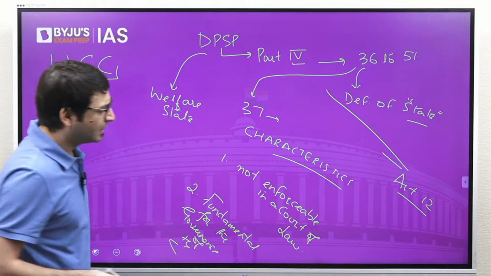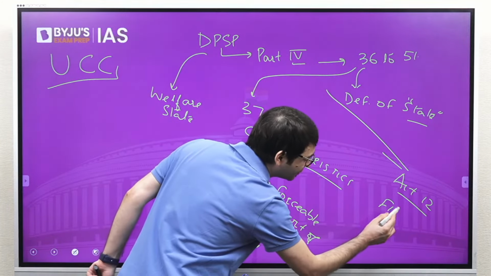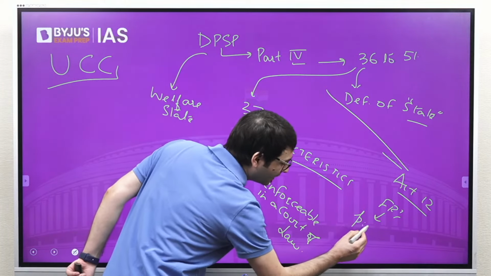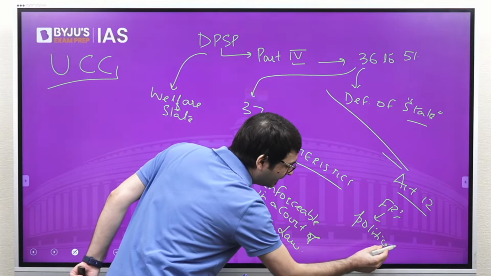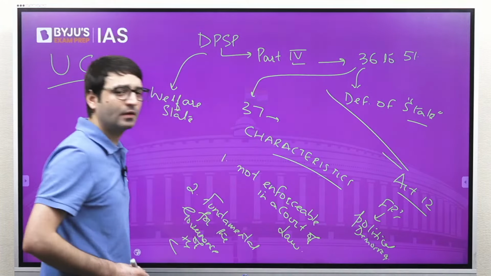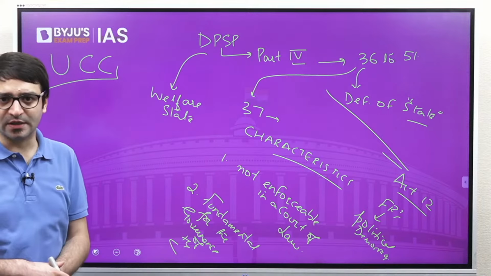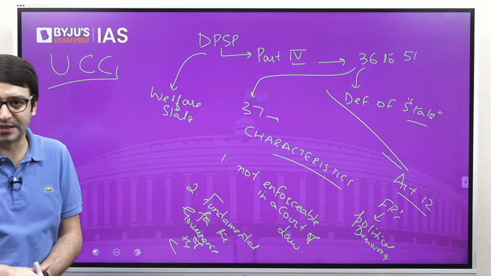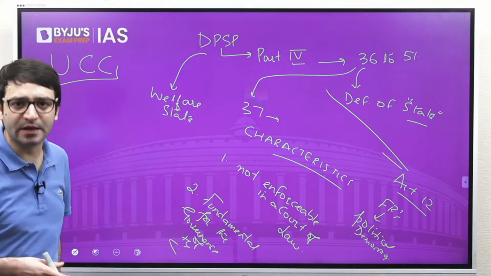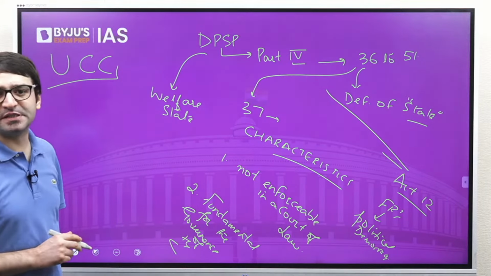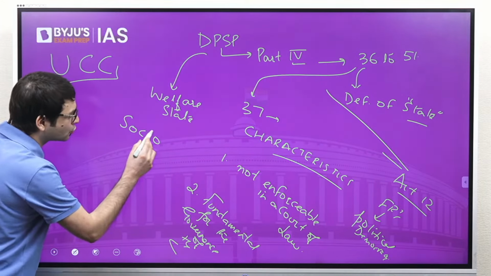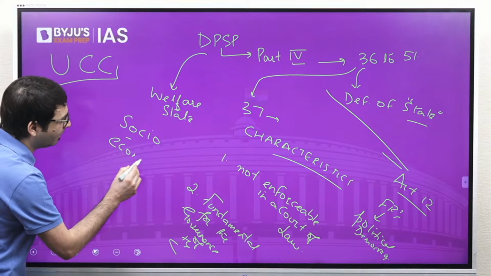Fundamental rights under Part 3 of the Constitution, their objective is political democracy. Establishment of political democracy is the objective of fundamental rights, so that there is no distinction between man and man in a political affair. But so far as DPSPs are concerned, the objective is to promote socio-economic democracy.